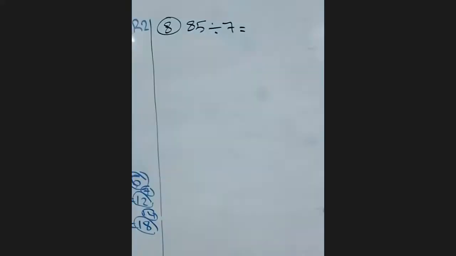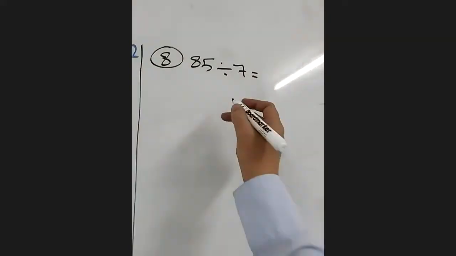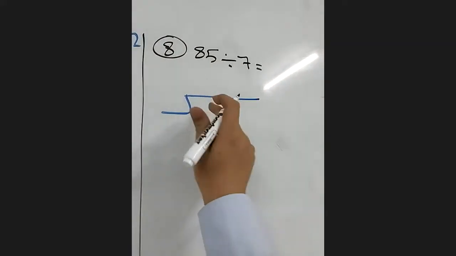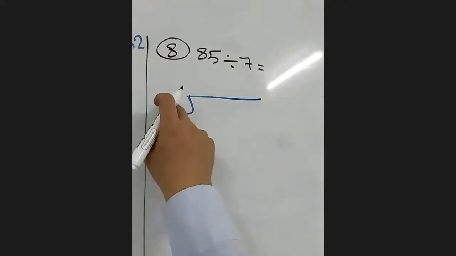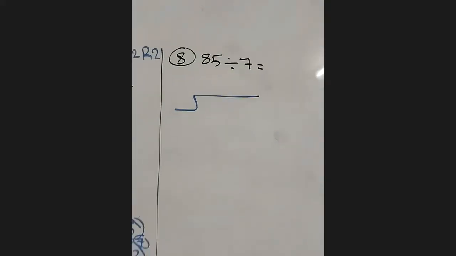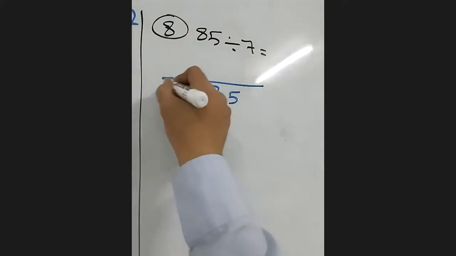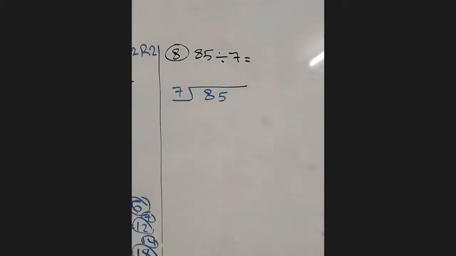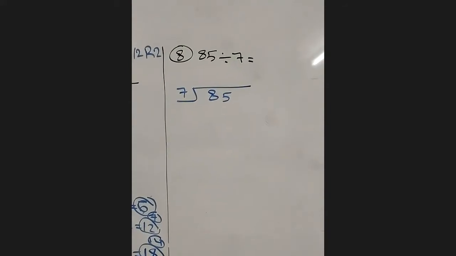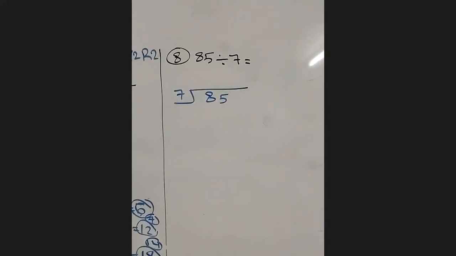Al-Walid. Yalla, ya Walid. Where will I put 85? Outside or inside the division? Inside, Mr. Yalla, 85 here and 7 here. Tell me from where we start and what we will do.